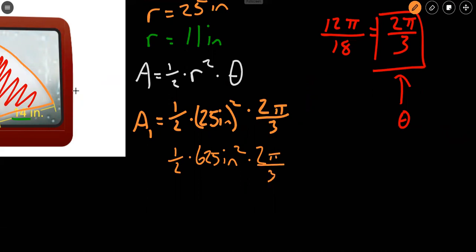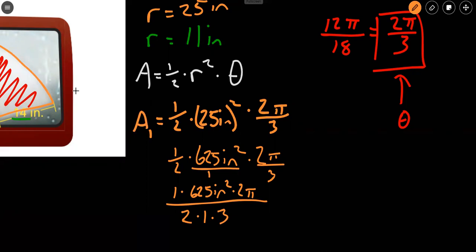So this all works out to 1/2. Actually, I'm just going to make it all one big fraction. It's going to be 1 times 625 inches squared times 2 pi, all over 2 times, this is technically a 1, times 3. The ones don't do anything. Also, they technically cancel, but they don't do anything when you're multiplying, so they can go away.